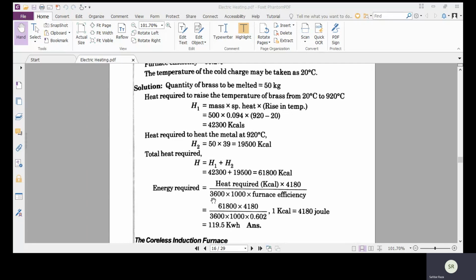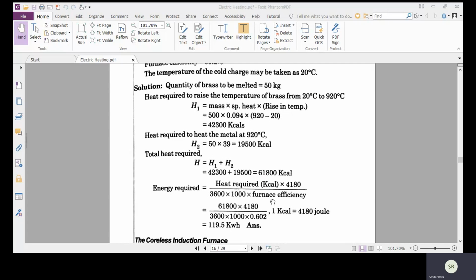3600 is basically representing the time in 1 hour, which is equal to 60 minutes multiplied by 60 seconds. So we get the 3600 multiplied by 1000, meaning that we want to get the value in kWh, multiplied by the furnace efficiency.